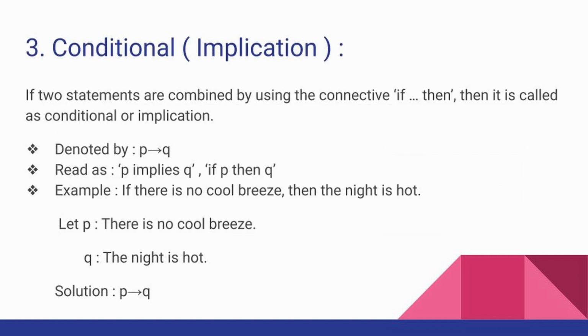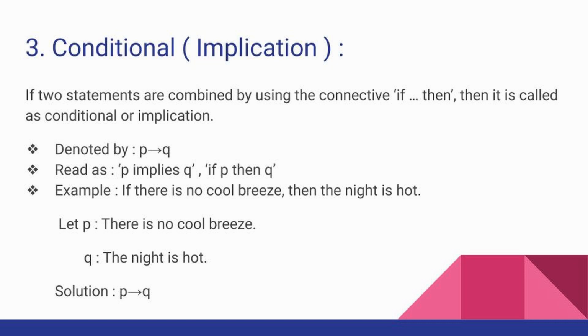Third logical connective is conditional. The other name for conditional is implication. If two statements are combined by using the connective "if then", then it is called conditional or implication. It is denoted by P → Q. It is read as P implies Q, or if P then Q.